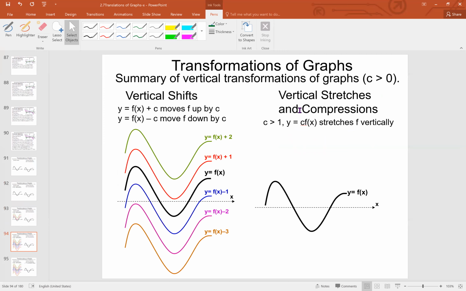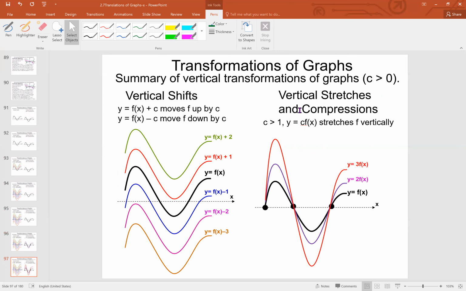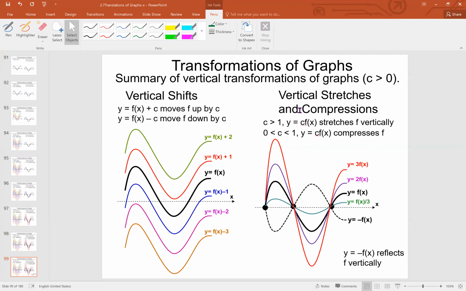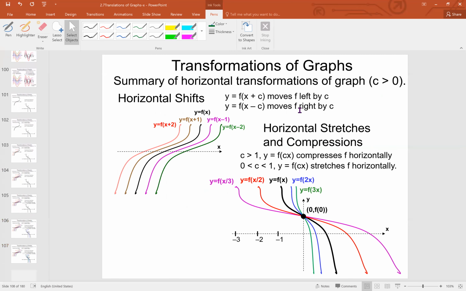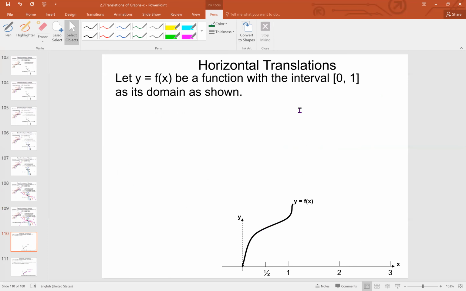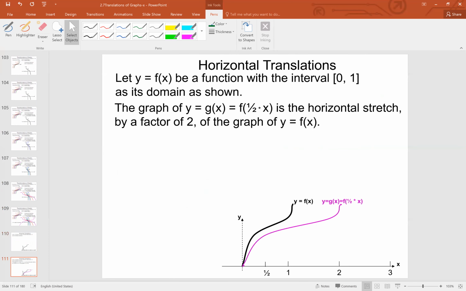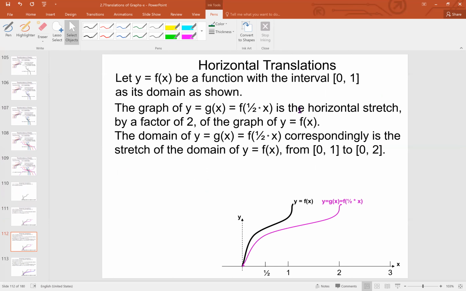Okay. So these are all the basic effects when we change the formulas f of x a little bit. Okay. This is a summary of them.